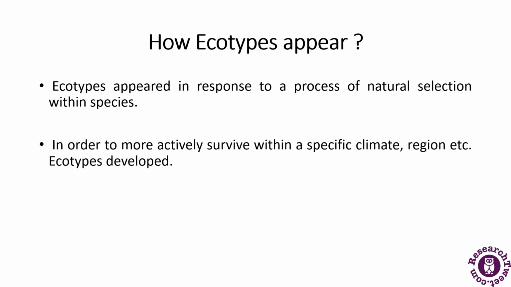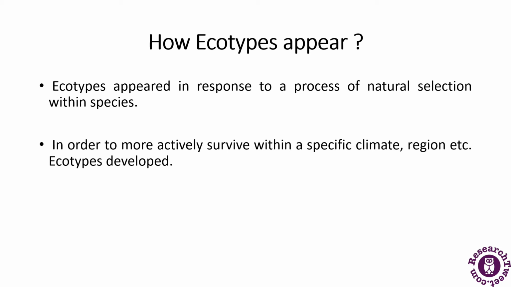So how do ecotypes appear? Ecotypes appear in response to a process of natural selection within the species. In order to survive more effectively within a specific climatic region, ecotypes develop. Ecotypes are closely related to morphs. In the context of evolutionary biology, genetic polymorphism is the occurrence, in equilibrium, of two or more distinctly different phenotypes within a population of a species.